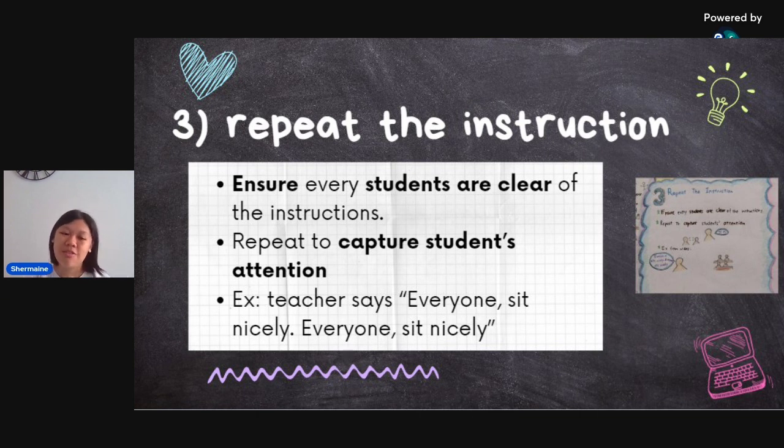So sometimes you just repeat the instruction two times. Even if the student misses it the first time, it also acts as catching their attention, then they can listen in for the second time. And it also ensures the students are clear. Sometimes when you say it the first time, the students aren't so clear. I'm sorry, what now, like that? So you repeat a second time to ensure that every student is clear and they listen to the instruction.